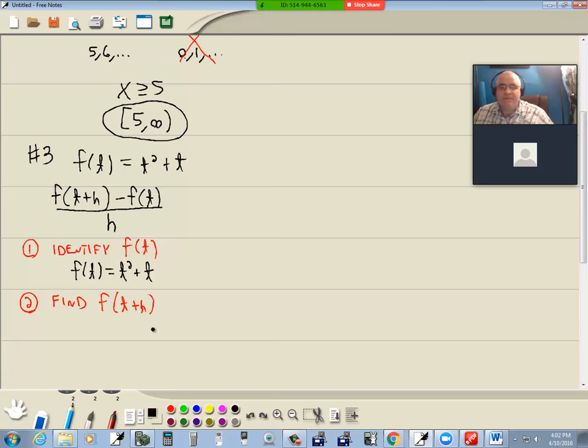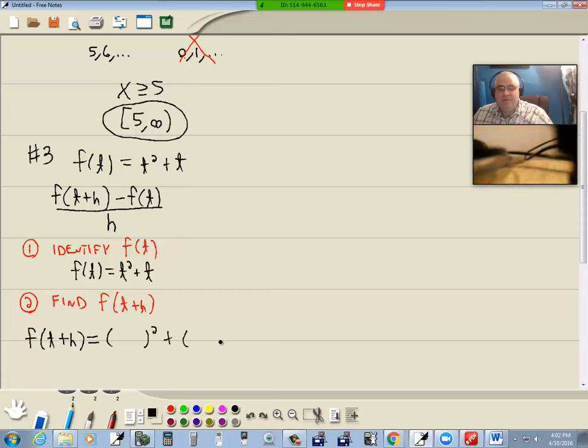Now this is just evaluating a function. So to find f of t plus h, we're going to go through our f of t, and everywhere we have a t, we'll put in parentheses. So we'll have parentheses squared plus parentheses. So again, I just went through the t squared plus t and replaced the t's with parentheses. Now for evaluating functions, it's always the same. Whatever's inside the parentheses right here is automatically what you put in right here and right here. So we're going to put t plus h in here.